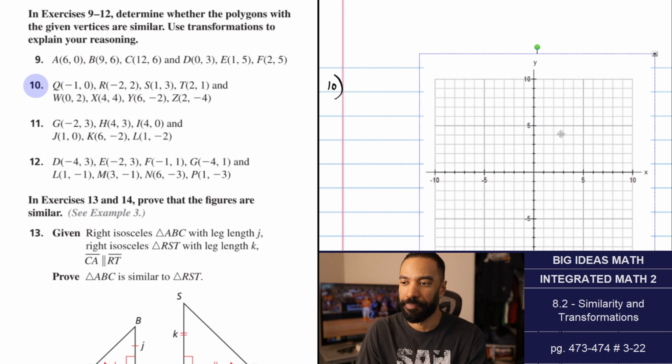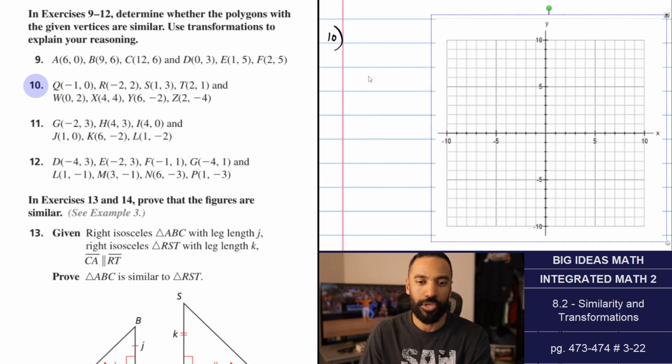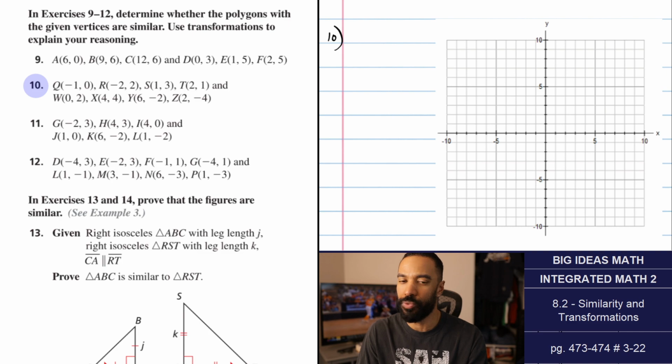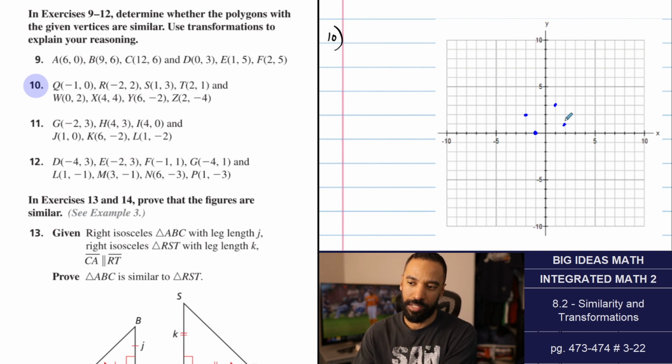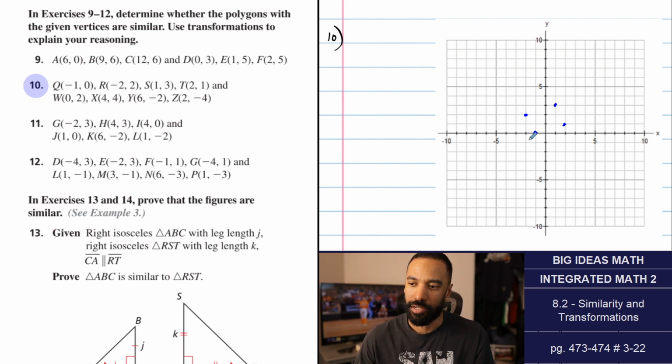All right, number 10. Number 10, we have Q. So we have a quadrilateral. We have Q at -1, 0, R at -2, 2, S at 1, 3, and T at 2, 1. So it looks like probably a rectangle-ish, not exactly, but a parallelogram. Q, R, S, T.